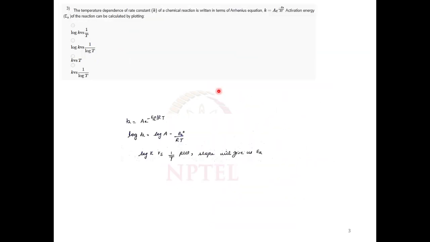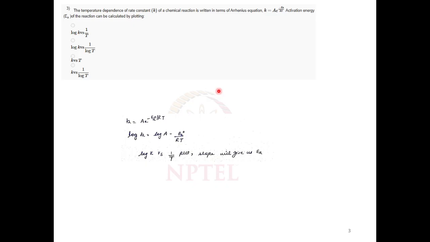So if you recap, this is the seventh lecture, and this is the vibrational partition function, where the value of this partition function is equal to 1 by 1 minus e to the power minus h nu by kT. And next is the temperature dependence of the rate constant of a chemical reaction in terms of the Arrhenius equation. So k equals A into e to the power minus Ea by RT, while log k versus 1 by T is the plot, right?